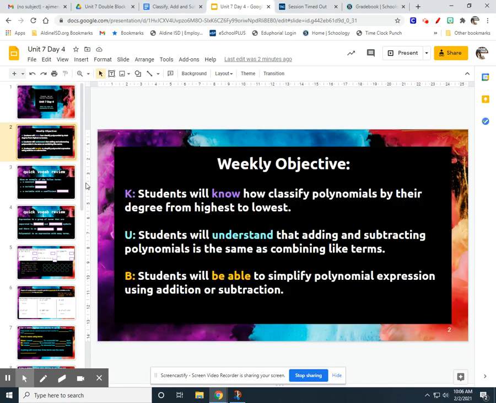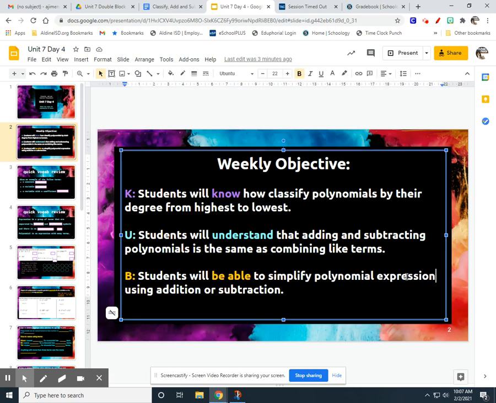All right, for this week, we're going to make sure that you know how to classify polynomials by their degree from highest to lowest, that you will understand that adding and subtracting polynomials is the same thing as combining like terms, and then you will be able to simplify polynomial expressions using addition and subtraction.